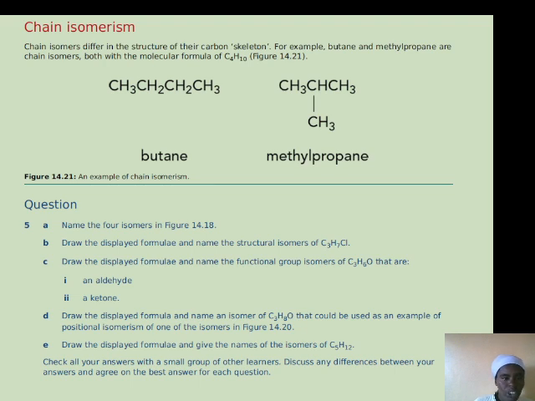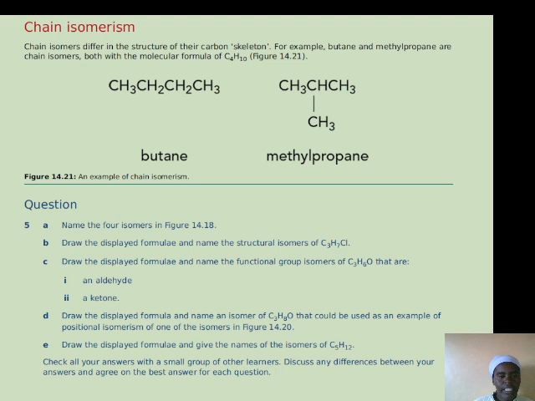Then for chain isomerism, chain isomers normally differ in the structure of the carbon atoms, or carbon skeleton. For example, you have butane. It can be arranged as a chain, that is CH3, CH2, CH2, CH3, or you can make a methyl group become a branch, and therefore you have methylpropane, which is CH3, CH, CH3 joined to a CH3.